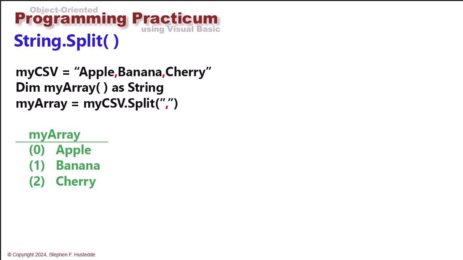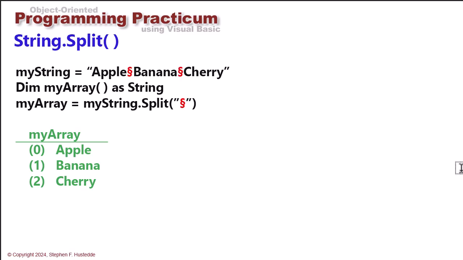Now I said oftentimes we'll see tabs, but I'm not limited to tabs. One I use sometimes is a section sign. And so here my string equals apple, section sign, banana, section sign, cherry. And then I'm dimming my array again, and I'm splitting it based on that section sign. I get the same results.